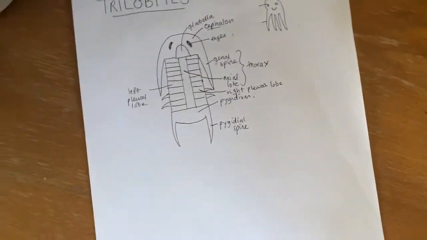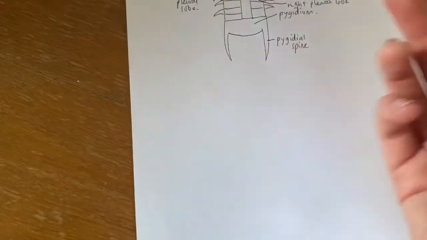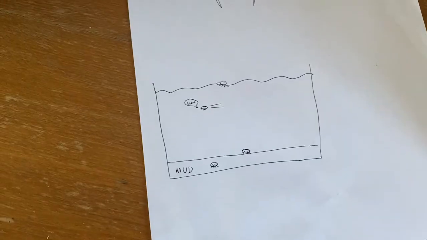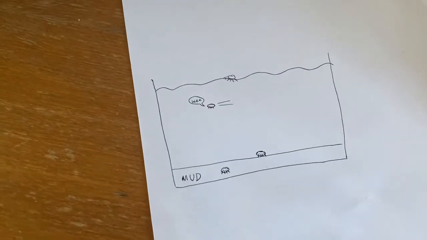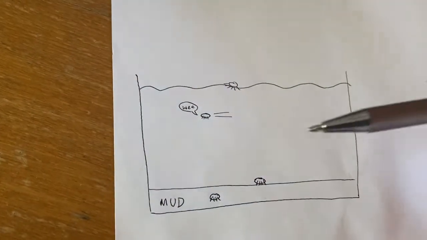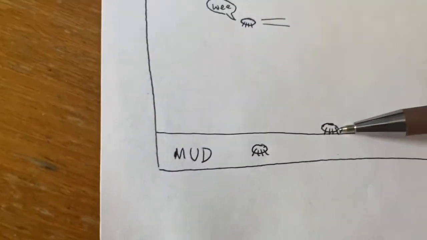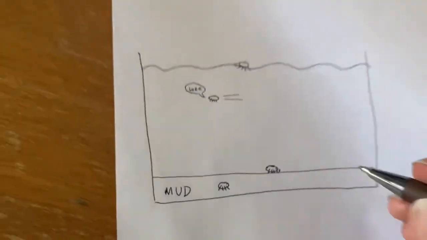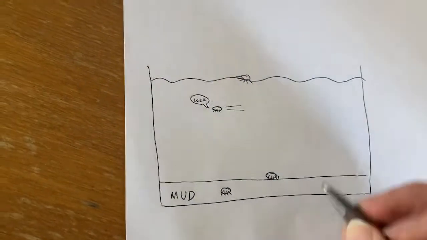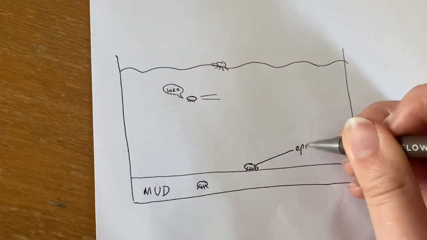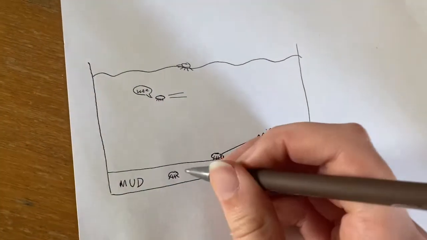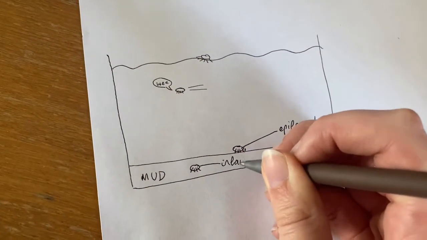And then we've got to talk about modes of life. But to understand how it's adapted for modes of life, you actually have to understand what these modes of life are. So here we have my beautifully drawn diagram of how to show modes of life. We're going to learn about four. This is my amazing drawing of a trilobite. So first of all, if you live on the surface of this mud, it's called epifaunal. And if you live in the mud, it's called infaunal.